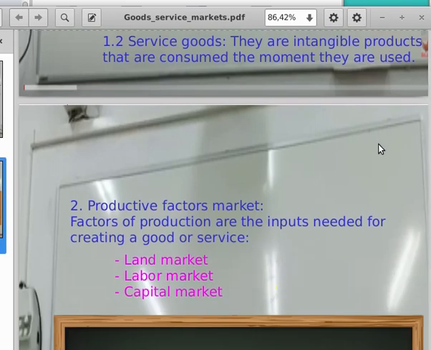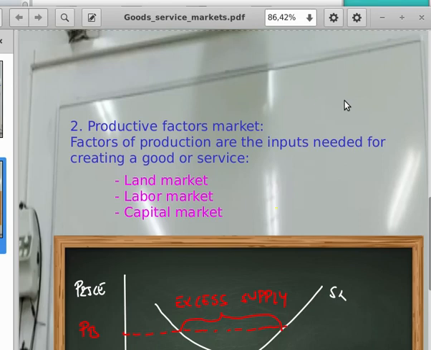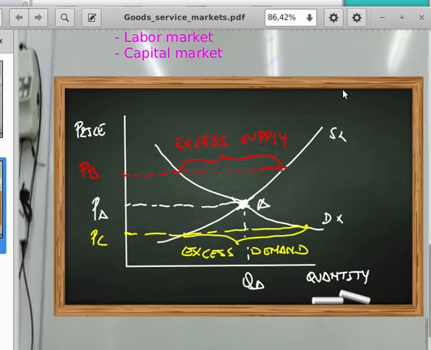Another type of market is the productive factor markets. Factors of production are the inputs needed for creating a good or service, for example the land market, the labor market, and the capital market. If you remember, in this image and in unit 3, we worked on excess supply, excess demand, and the equilibrium point in a market. In this case, point A is an equilibrium situation with an equilibrium price and an equilibrium quantity.